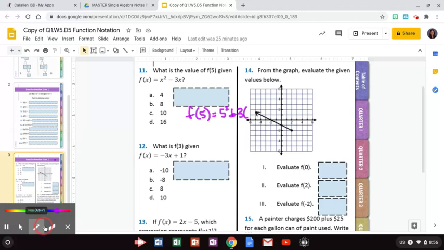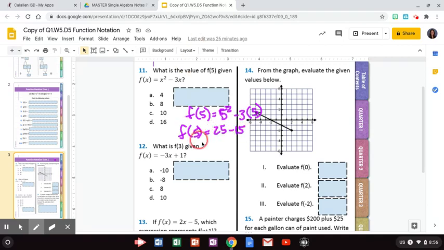Let me just erase that. So it's 5 squared minus 3 times 5. Okay, so f of 5 is equal to 5 squared, that's 25, minus 15. So that's going to give you 10. So the answer is C, 10. And you can go ahead and input a C right there.